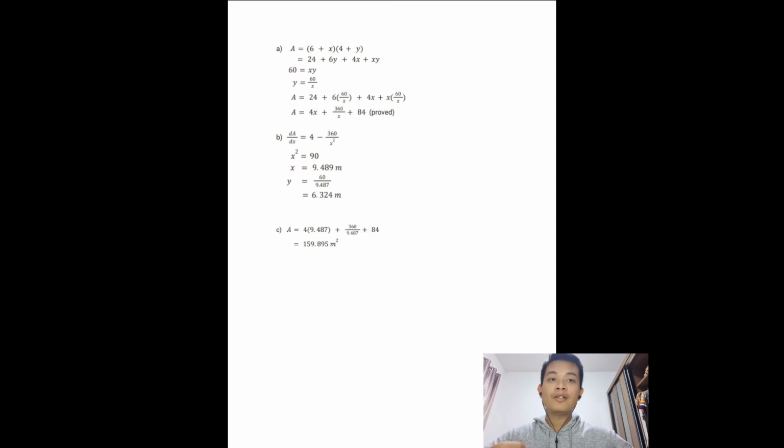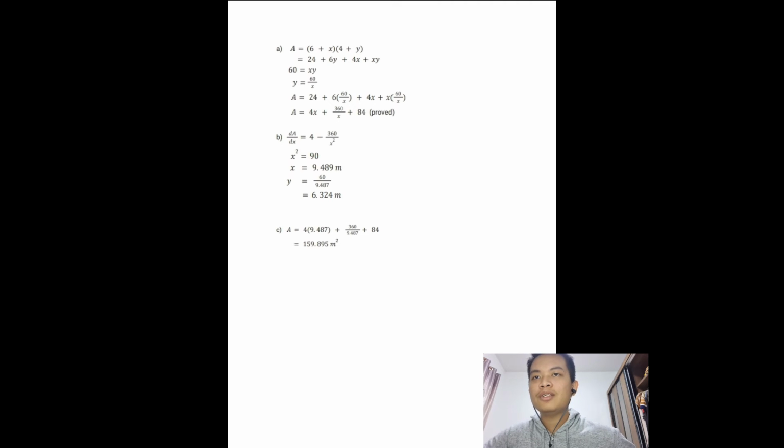There is a negative value also, but I don't take the negative value because it is impossible for the length to be negative. I take my answer, 9.489, and put it back into my equation x times y equals 60, the area of the fish pond. So 60 over 9.487 equals 6.324 meters.